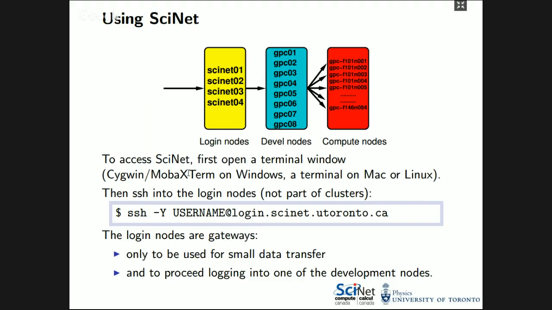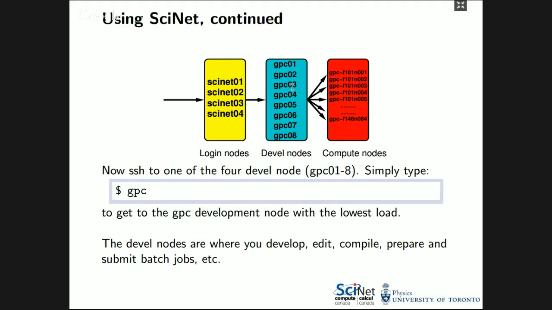So you SSH in with your username. You replace username by your actual username at SciNet at login.scinet.utoronto.ca. Don't forget the login or you'll never get in. And these are gateways. So while you can use them to transfer some data or just get in the door, you're not on the GPC yet. To get on the GPC, you want to get to these blue guys. Those are the development nodes. And we've made a nice little script to get you onto the GPC. It's called gpc. You type in gpc and get on to one of the 8 devel nodes. We recently increased the number of devel nodes. So that gets us from this node to that node, and now we're on the GPC.